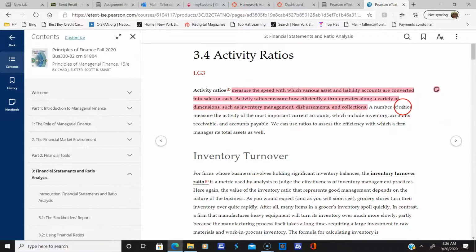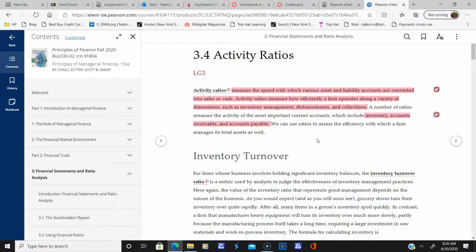All right. A number of ratios measure the activity of the most important current accounts, which include inventory, accounts receivable, and accounts payable. Right. So now accounts receivable, everyone should be aware. Accounts receivable means what? The money people owe you because they bought a product and haven't paid you yet. They bought it on credit. Okay. All right. And accounts payable is you owe money to your creditors, right?